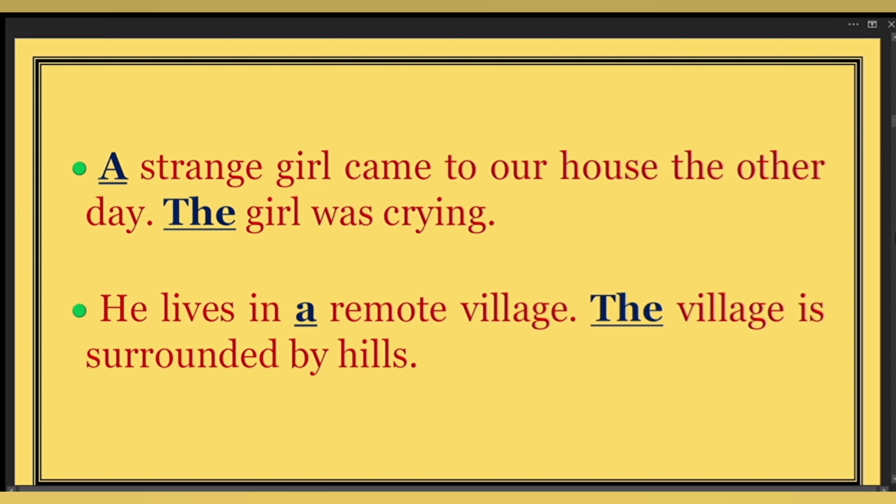Now let's learn some more uses of the. We use the article the when we refer to a person or a thing the second time. For example, a strange girl came to our house the other day. The girl was crying. He lives in a remote village. The village is surrounded by hills.